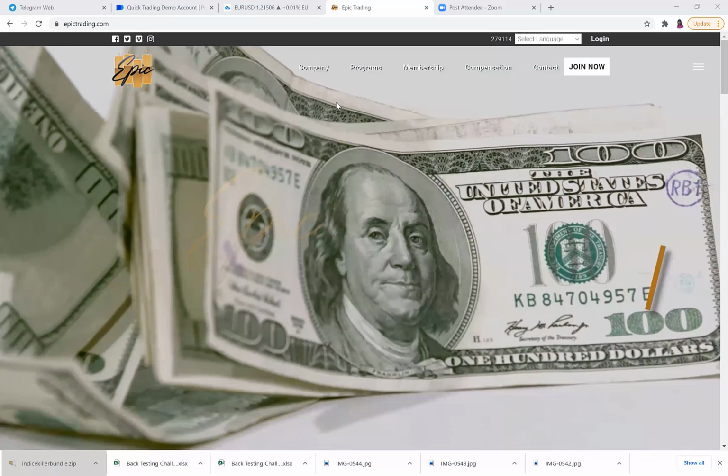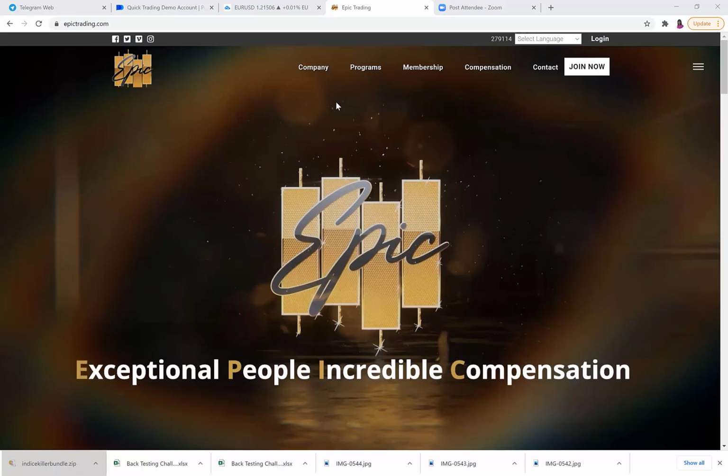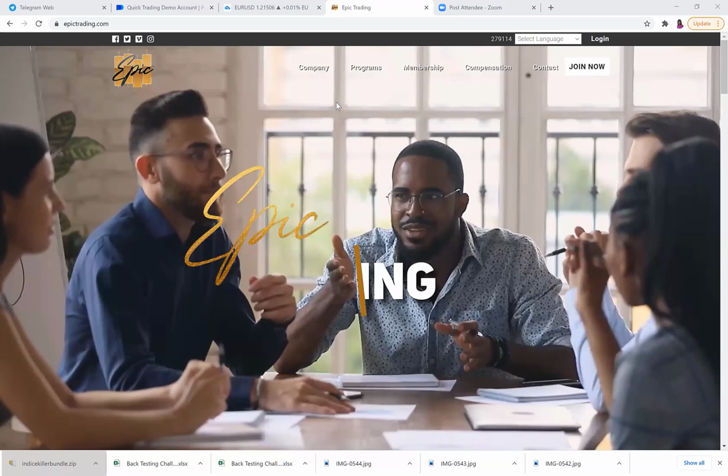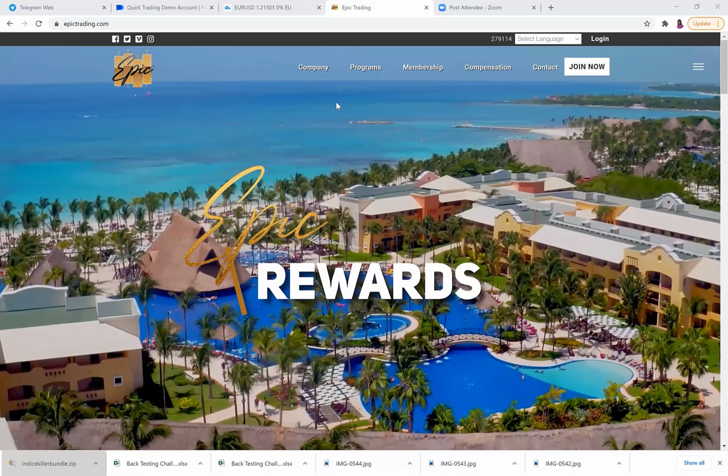We want to try to keep this call to about maybe a half hour, since there are so many weekly calls going on. So we're going to mark up a chart or two tonight and show you how to enter a trade. We're going to keep it really basic.